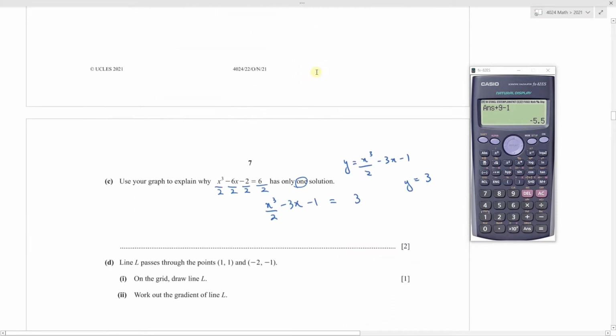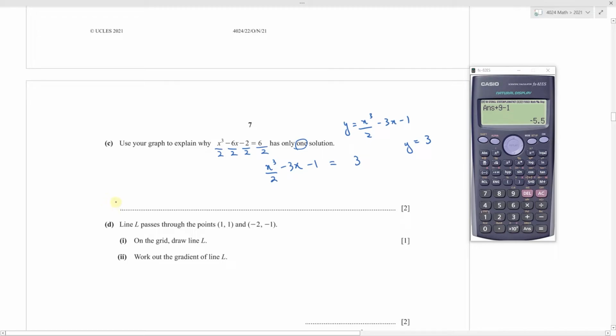So in the explanation, we can write: line y equals 3 intersects the graph of y equals x cubed over 2 minus 3x minus 1 only once. So the line of y equals 3 intersects the graph of y equals x cubed over 2 minus 3x minus 1 only once. There is only one intersection point. That's why there is only one solution.